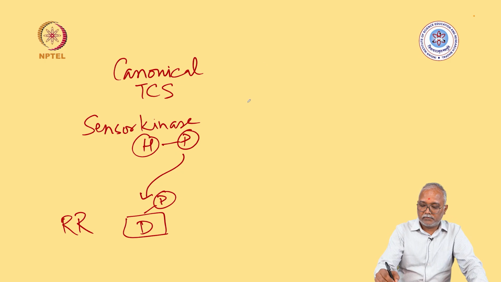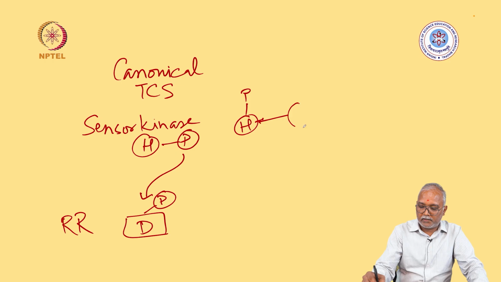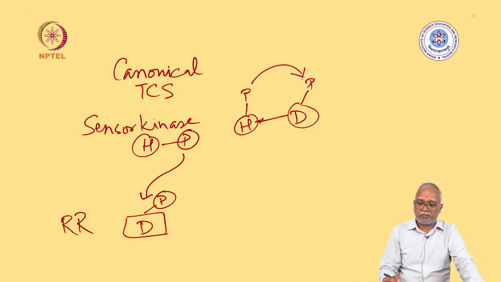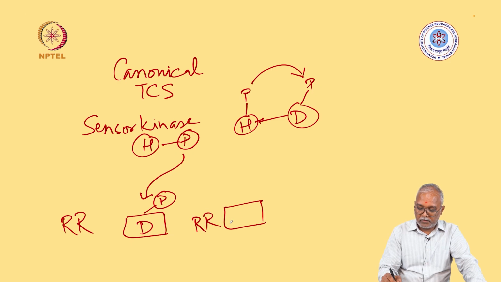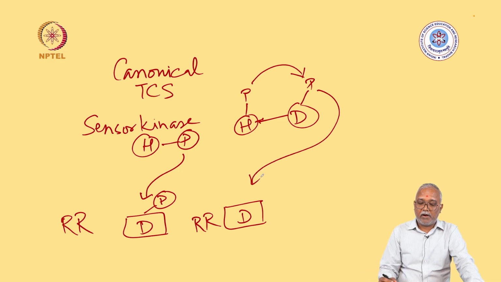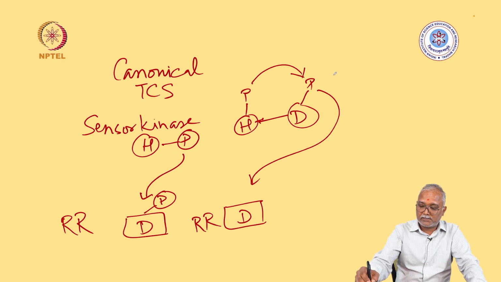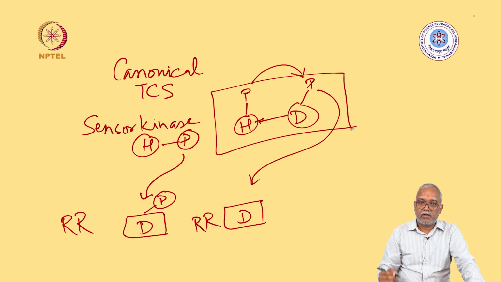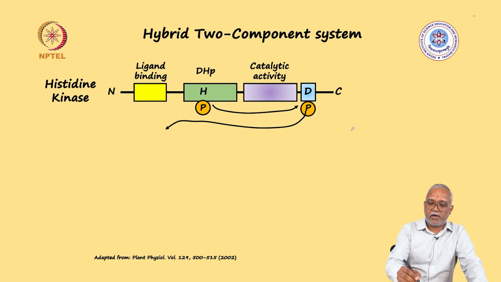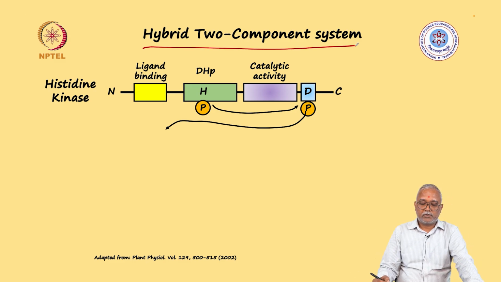There could be a sensor kinase which not only has the histidine which is phosphorylated, it has an internal aspartate residue which receives the phosphate group from histidine. In this scenario, how a response regulator will receive the phosphate group is a challenge, and we will see how that is solved, and what happens in a scenario where you have a sensor kinase of this sort. This often is not part of the canonical two-component system, and that is where you have the hybrid two-component system. So let's see what exactly will be different in the hybrid two-component system.